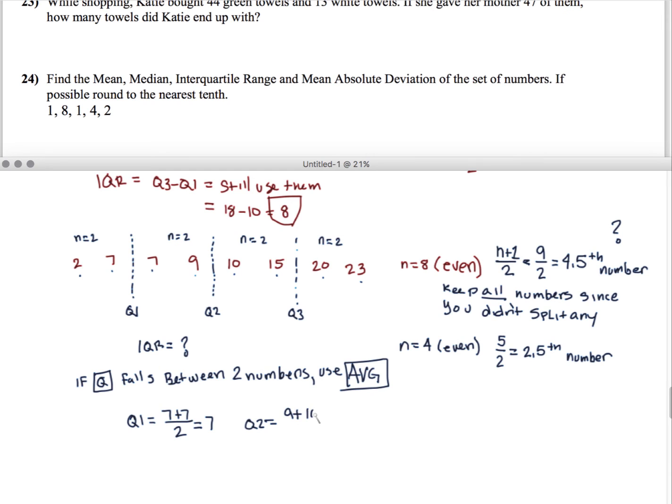Quartile 2, 9 and 10 over 2, that's 19 over 2, that's 9.5. For quartile 3, that's 15 and 20 over 2. That's 35 over 2. That's what, 17 and a half? Yeah. Okay, now we have enough to get our IQR. And that's 17.5 minus 7. And that's going to be 10.5. Fantastic. Let's go do some exercises.